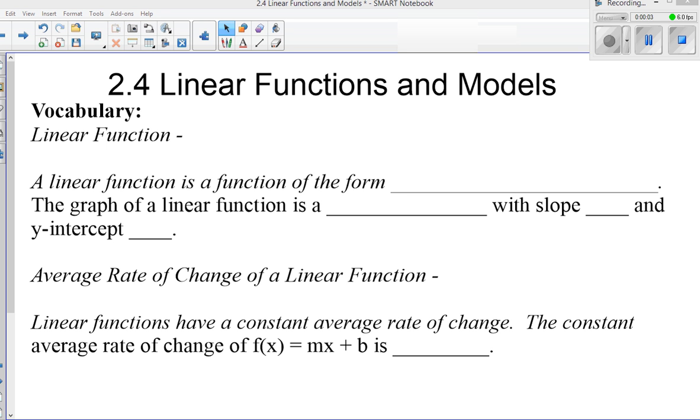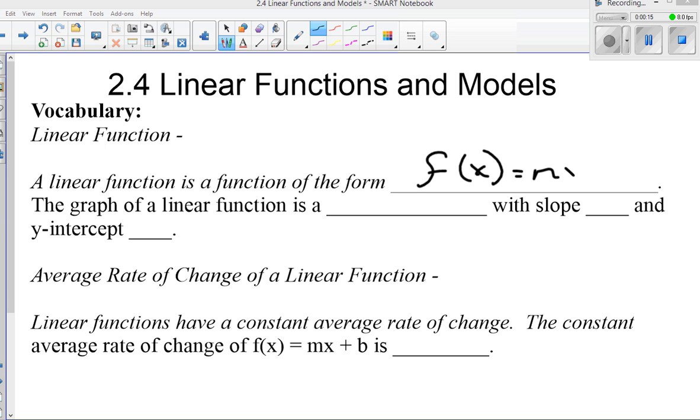All right, mathletes, here's 2.4, linear functions and models. So what is a linear function? A linear function is a function of the form f(x) = mx + b. The graph of a linear function is a line with a slope m and a y-intercept b.